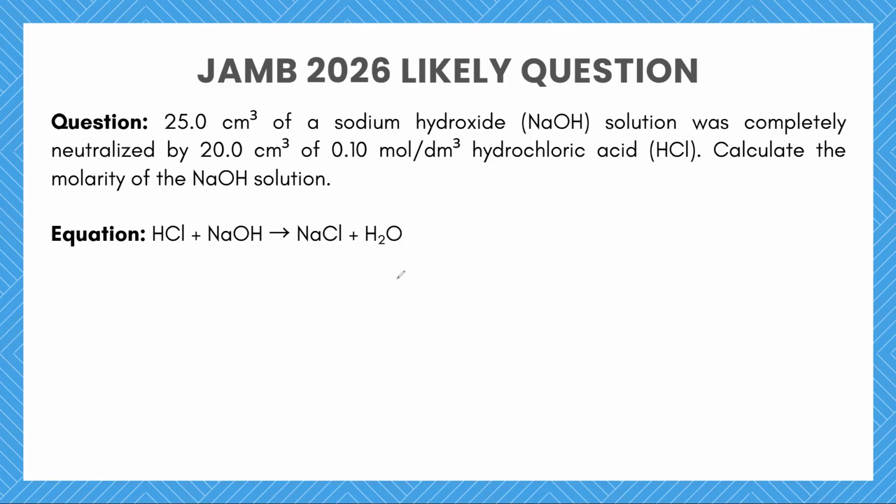Now, don't get confused by the question you're currently seeing on the screen right now. I'm here to break down everything into bits and pieces for you. It starts off by saying 25 cm cube of a sodium hydroxide solution, that's the base, was completely neutralized by 20 cm cube of 0.1 mole per dm cube hydrochloric acid, that's the acid. Calculate the molarity of the solution.